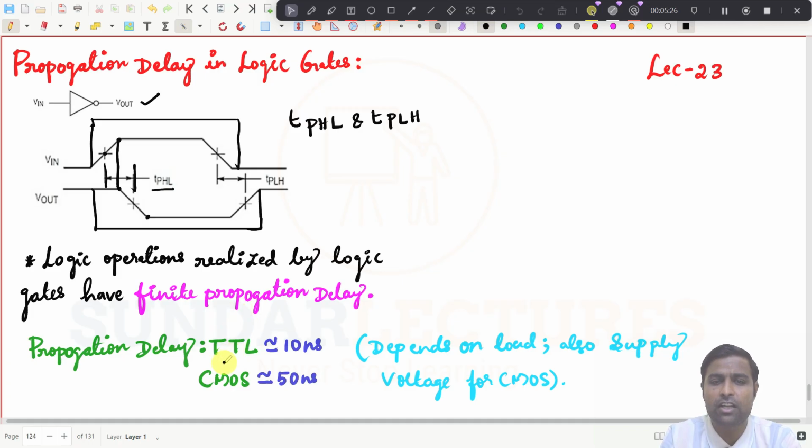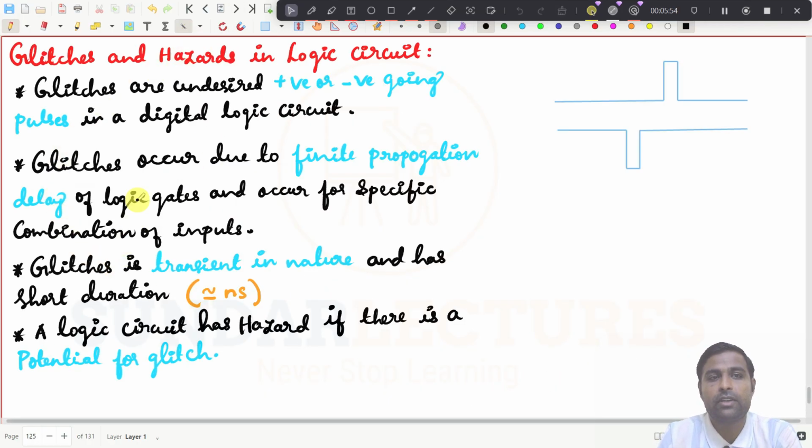For example, we have not covered TTL and CMOS, and we will cover that later. But for now, try to understand that you can implement the logic gates using TTL as well as CMOS, right? So these two have propagation delay. And this propagation delay in the logic gates is what causes the glitches in the logic circuits. What are glitches now?